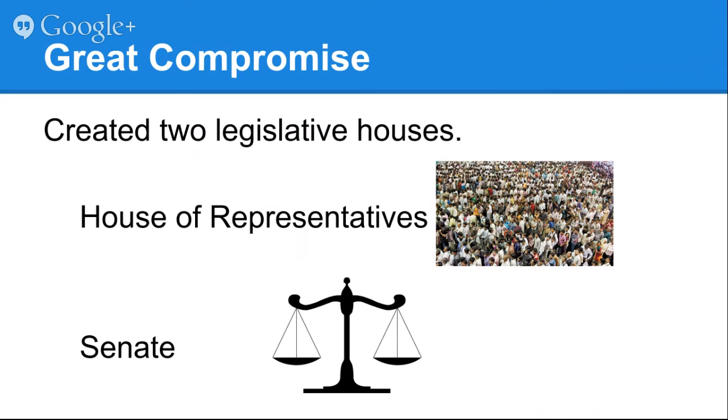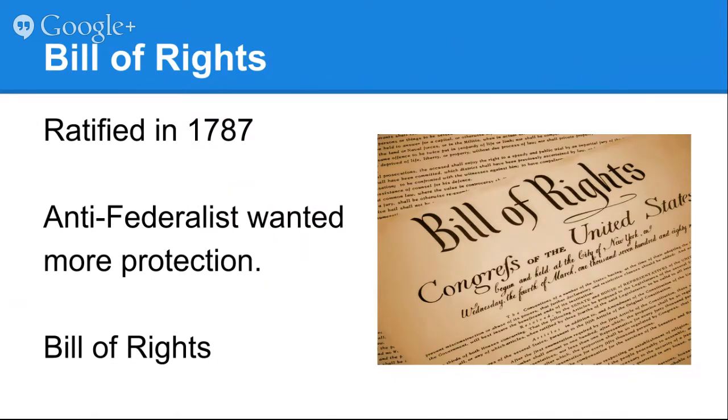So the House of Representatives is the Virginia Plan, based on population. The Senate is based on equality, which is the New Jersey Plan. It's called the Great Compromise. Sometimes it's called the Connecticut Compromise as well. All right, so we get this Constitution put together, we create these 3 branches, we create the House of Representatives, we create the Senate.